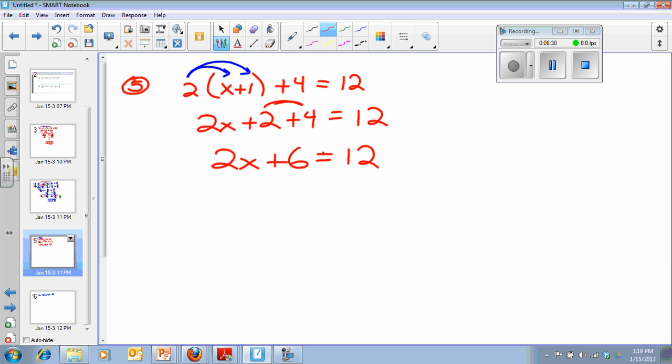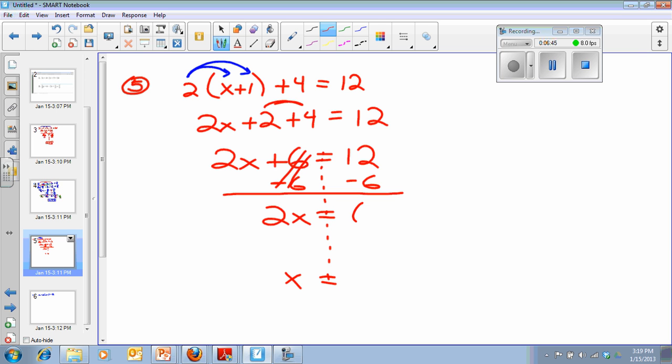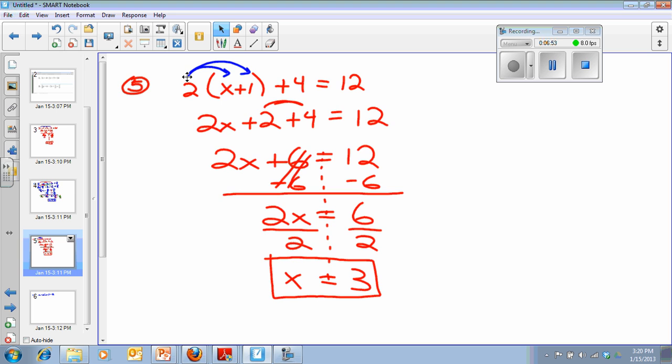Remember, we want to isolate the variable. I want to get x all by itself. I think I'm going to get rid of this first. Minus 6, minus 6. Remember, these go away. That's what we wanted. So now I have 2x equals 12 positives, 6 negatives is 6 positives. Divide by 2, divide by 2. I think x is going to be a positive 3. Students should not have trouble with that equation.